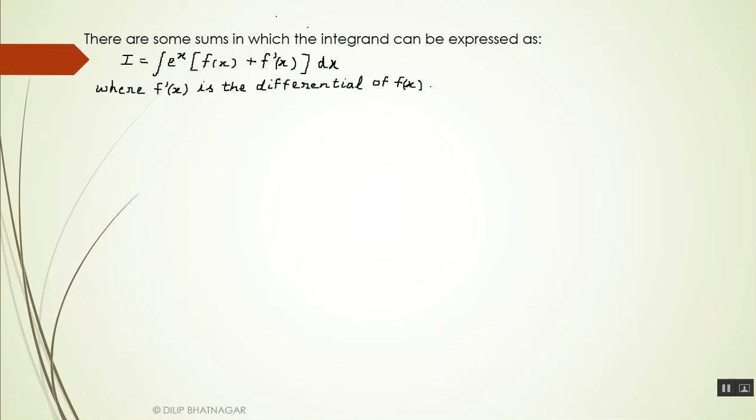Now you'll find that there are some problems in which the integrand can be expressed as I is equal to the integral of e to the power of x into (f of x plus f dash x) dx, where f dash x is the differential of f of x. Now let us solve this to bring it into a standard form. Therefore I is equal to, now let me separate it, the integral of e to the power of x into f of x plus the integral of e to the power of x f dash x.